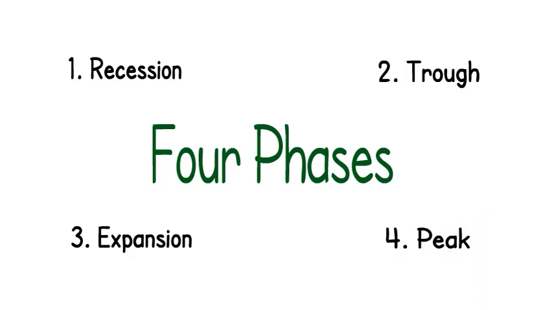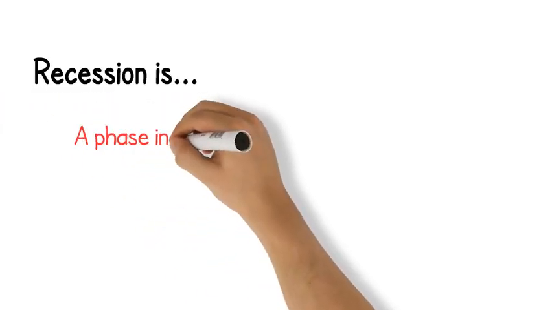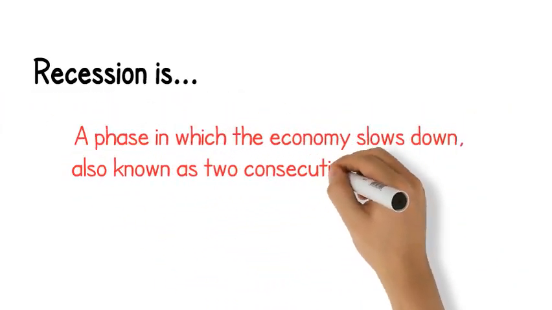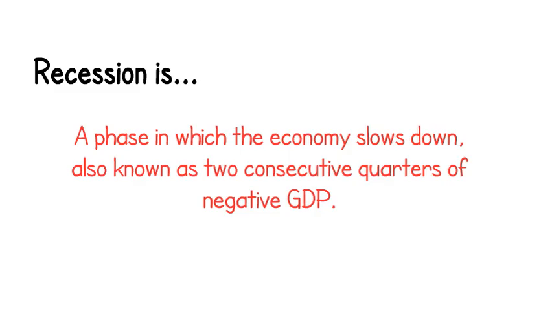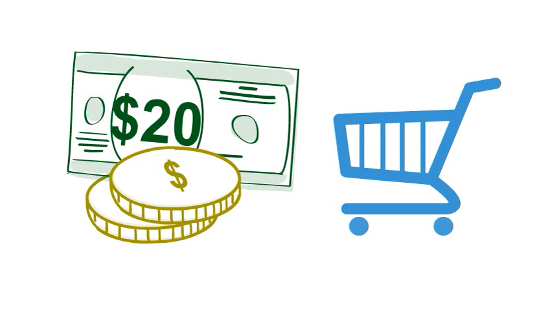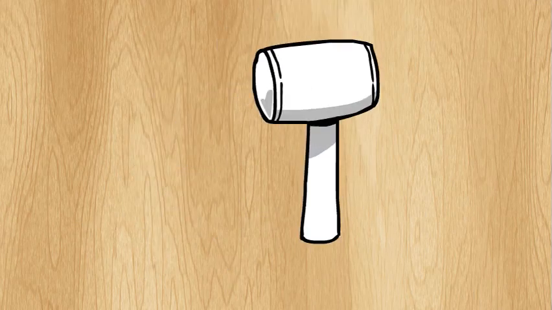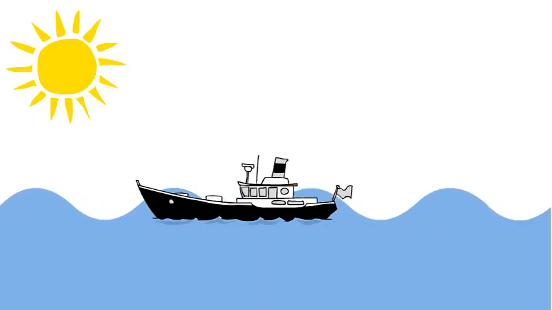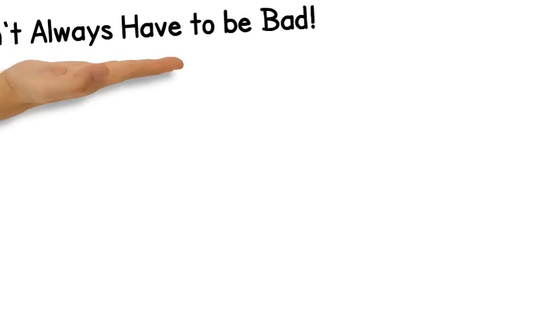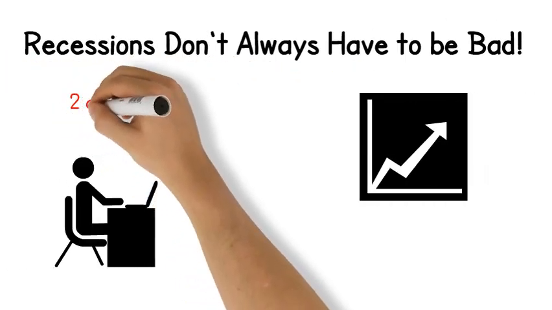of this magnificent topic. A recession is a phase in which the economy slows down, also known as 2 consecutive quarters of negative GDP. A recession occurs when there is a decrease in customer purchasing, therefore resulting with an increase in unemployment and a high amount of businesses closing down. In Canada, if there is a decline in exports and construction, then there is a sign a recession might occur. But recessions don't always have to be a bad thing.